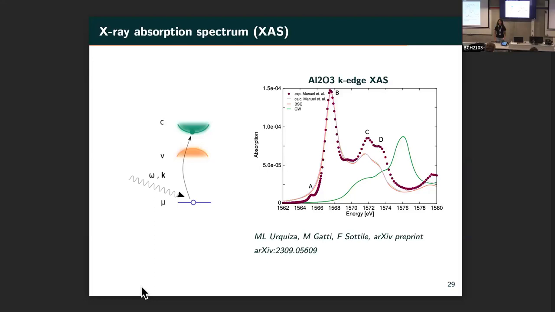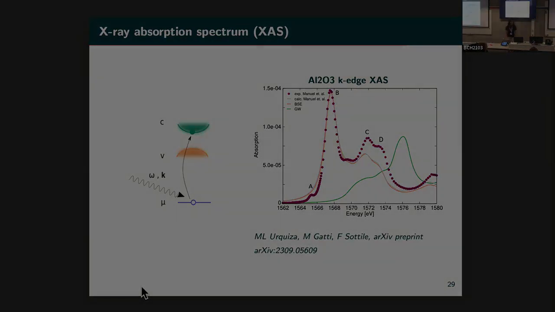Okay, and they are computed using scissor, or did you compute GW? Here I use scissor. Okay.